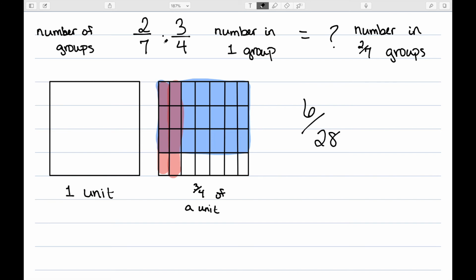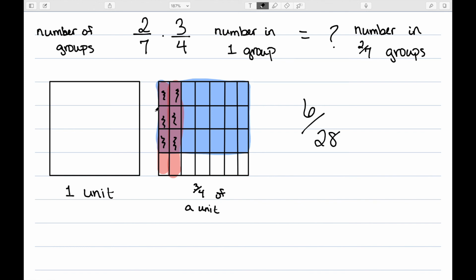But the idea is one number tells us how to break the unit up and how many of those pieces we want. The other one tells us how to break it up in the other direction and how many of those pieces we want. And then we want to look at what they have in common, these areas that are double shaded. And this is why our method of multiplication works.